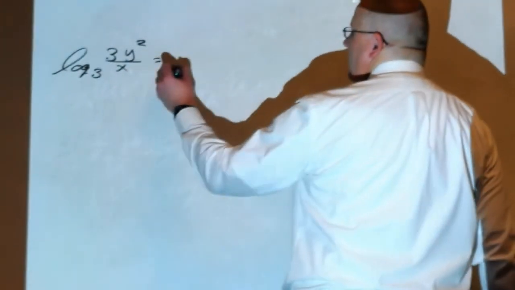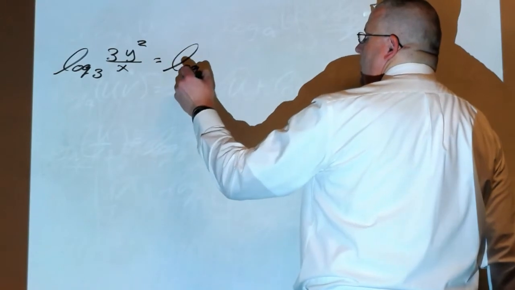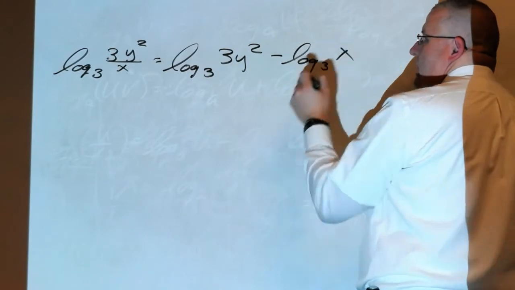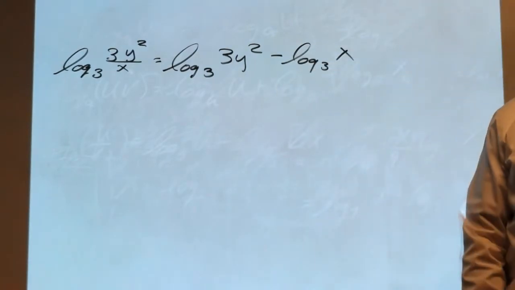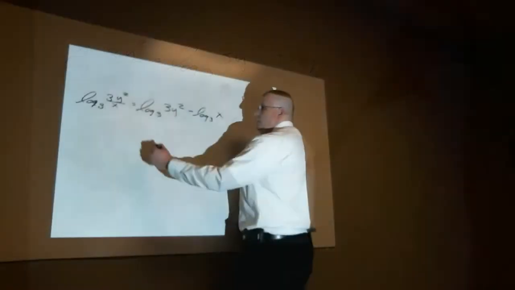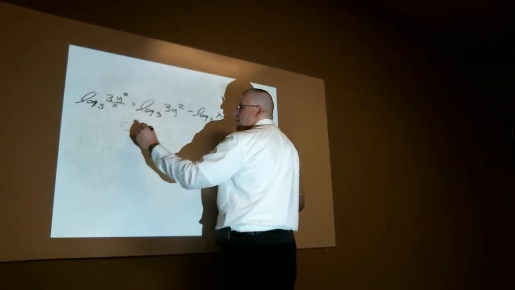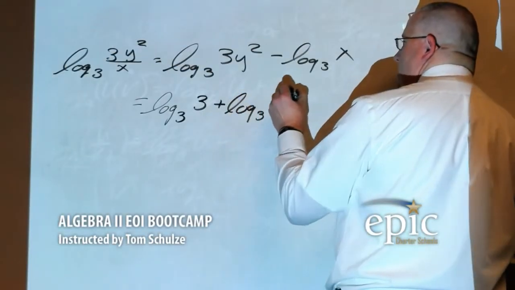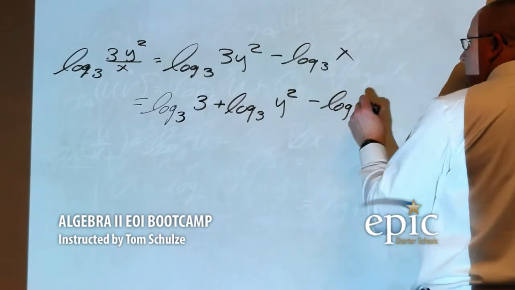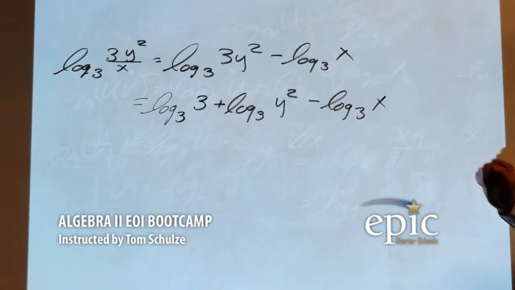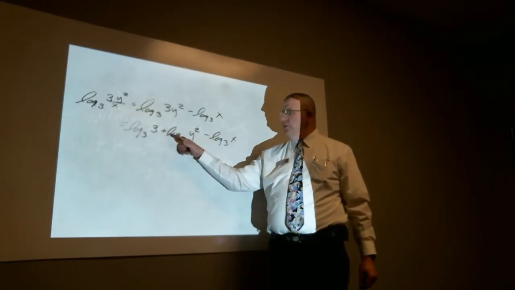Here we have application of the quotient property: the log base 3 of 3y squared minus the log base 3 of x. There's the quotient property. You good? Now we're going to use the product property. That's the log base 3 of 3 plus the log base 3 of y squared minus the log base 3 of x. Almost finished. You do this a little bit, you can do it really quick. The power property, we just bring the 2 in front of this, we're done.